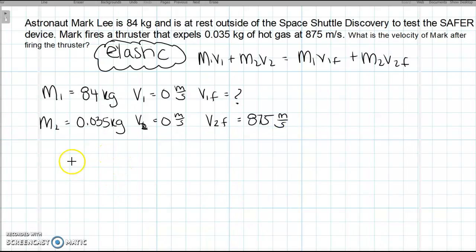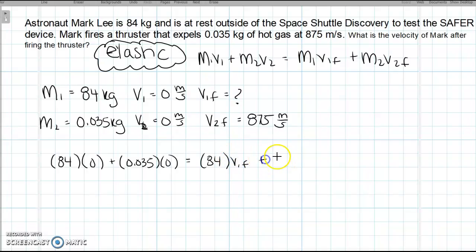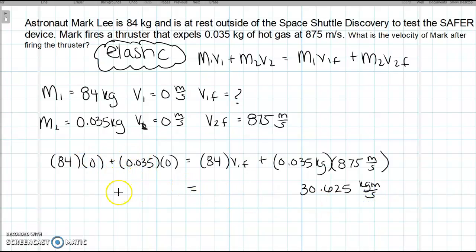So let's plug in our information and solve it out. So 84 times 0 plus 0.035 times 0 is equal to 84 times v1 final plus 0.035 kilograms times 875 meters per second. So if we do this math out, we're going to find that this is going to be equal to 30.625 kilogram meters per second, and that our initial momentum on this side is equal to 0 kilogram meters per second. And we can use this information in order to solve for Mark's final velocity.